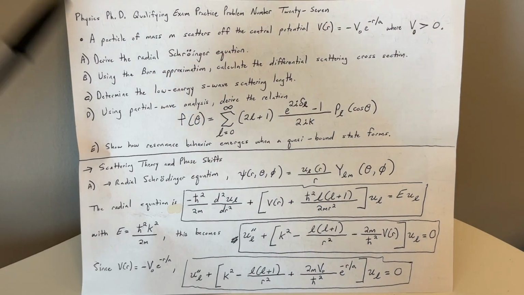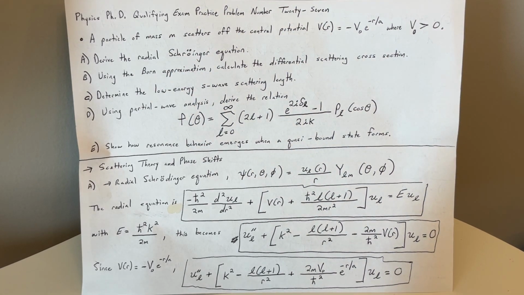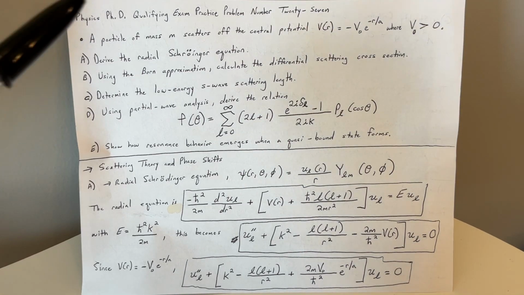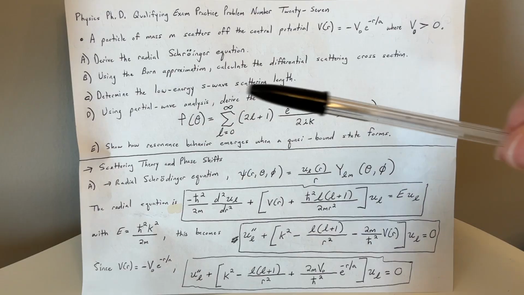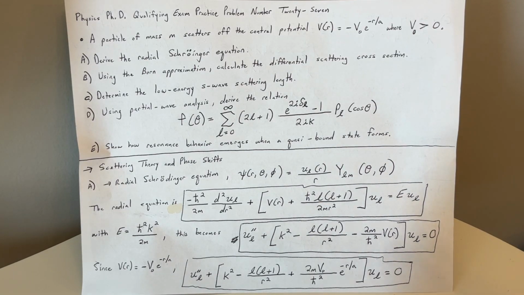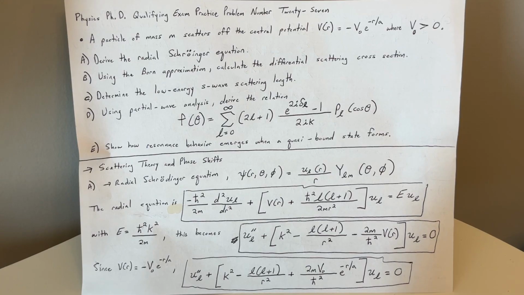So we have Physics PhD qualifying exam practice problem number 27. So let's begin, and this is in the quantum mechanics domain. We have a particle of mass m that scatters off the central potential, where V(r) equals negative V naught e to the negative r over a, where V naught is greater than 0. For part A, derive the radial Schrodinger equation. So this is a scattering theory and phase shifts problem.